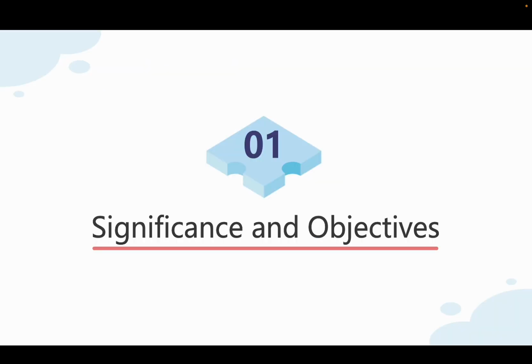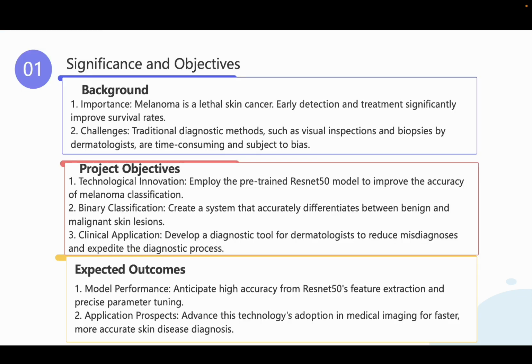Here's the first part, the significance and objectives. Melanoma is a severe form of skin cancer. The patient will benefit from early detection and treatment, so their survival rate will be improved significantly. However, traditional diagnosis always relies on visual inspections by doctors and biopsies. So it often faces challenges like time consumption and bias.